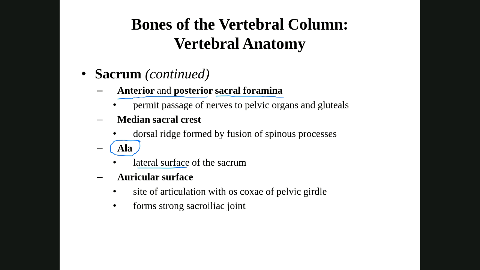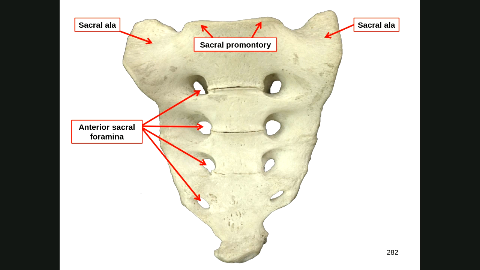And then we have what's known as our auricular surface. That's the lateral portion of the sacrum that articulates with your hip bones, or os coxa, which make up the pelvis or the pelvic girdle. Commonly, that joint is referred to as the sacroiliac joint. It's one of the strongest joints in the body. It's one of my favorite joints. So let me show you a picture.